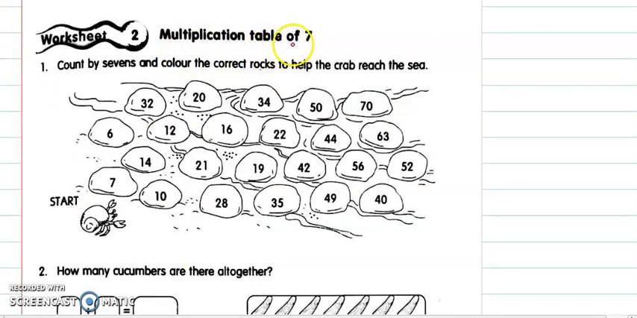And then we have the multiplication table of 7. So quickly, as we are doing this as a revision, I will go for the multiplication table of 7.